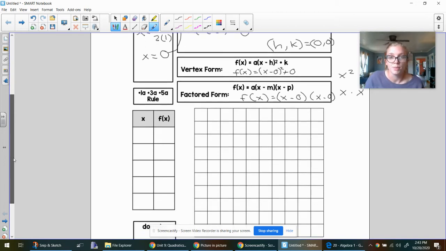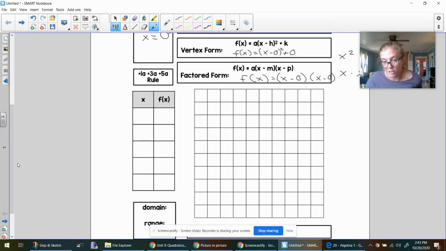Now that we have this information, we're going to use it to go ahead and graph our function. There's a couple different ways that we can graph this function. I'm going to choose to make a table first. So I'm going to start with my vertex in the center of this table, 0, 0. Then I'm going to use what's called the 1a, 3a, and 5a rule. So as my graph goes up, I'm going to add 1 times a, 3 times a, and 5 times a.